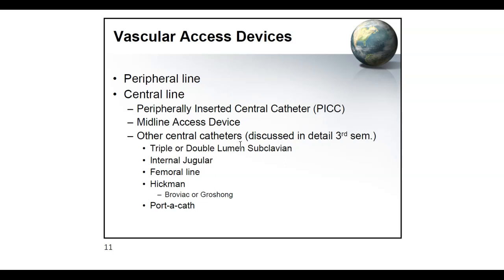Anyway, other central catheters or central lines that you're gonna learn about will be your triple, double lumen, subclavian. So these are types of central lines. You may see some patients with an internal jugular central line. You may have a patient with a femoral line. Other central lines are the Broviac or Groshong. And you may have some patients, especially patients who need very long-term IV therapy. You may see them with a portacath.